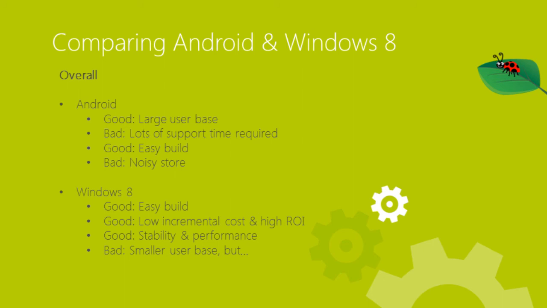With Windows, because of the tools we're using, the cost to publish to Windows 8 was really incremental for us. It was a few hours for creative build and testing, and our ROI has been very good because of that. The build, again, was easy. We used the same tool for both, so it was really a similar build experience. And stability and performance have been great across the board.